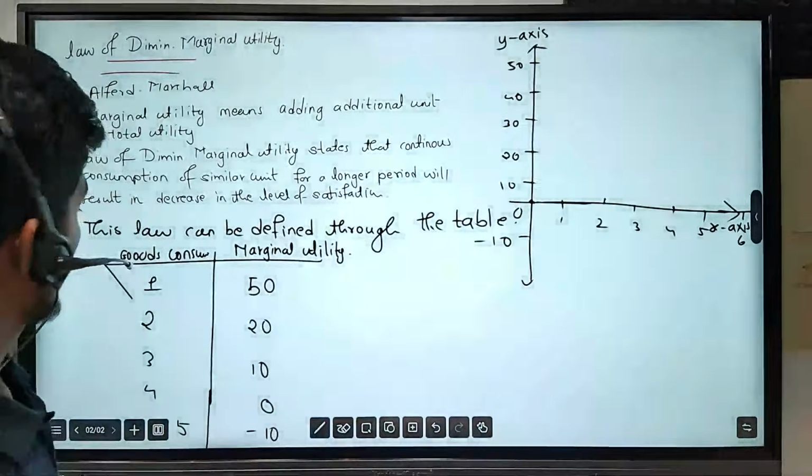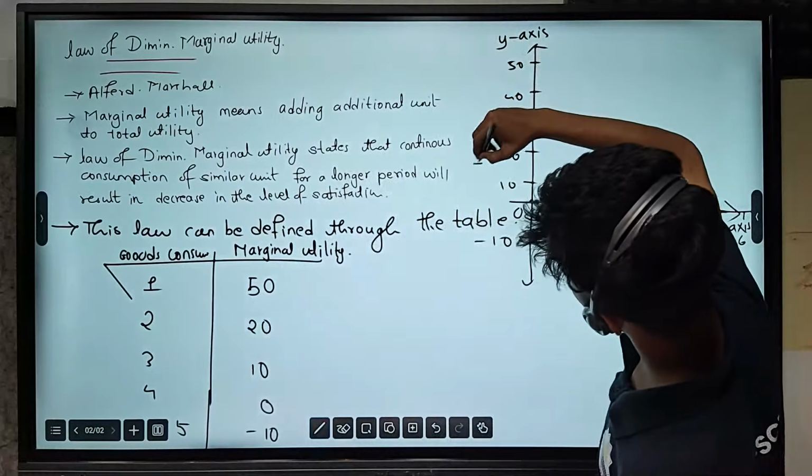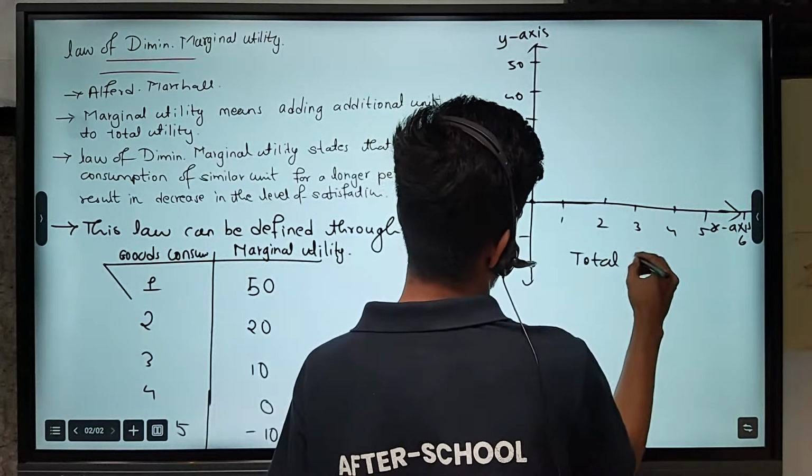Now first, when we consume the first good, what you have to remember here is that you have to write marginal utility, and here is the total goods consumed.